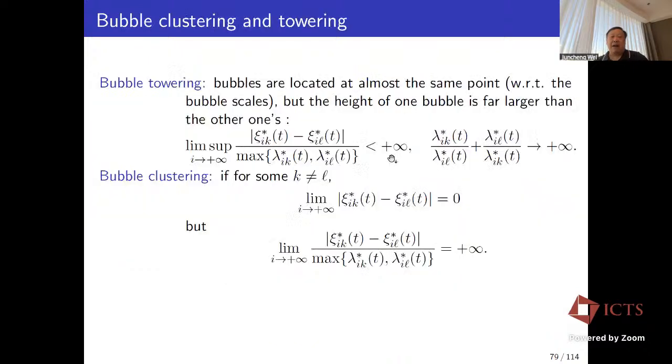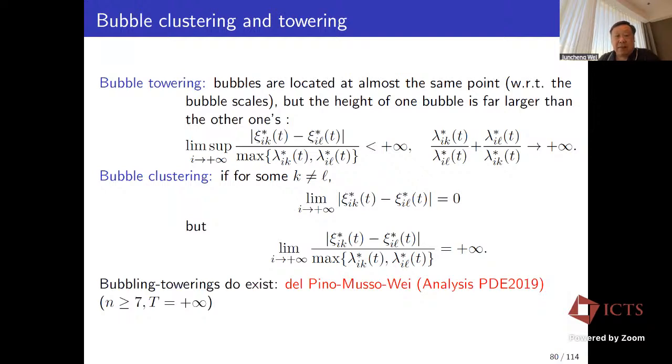Inside this Struwe decomposition, you can have bubble towers. In the last part of my lecture yesterday, I discussed the bubble tower. In the bubble tower, all the centers are almost at the origin, at the same place, with one bubble on top of the other bubble. And this is the bubble tower. And we have the bubble cluster. The bubble cluster means the bubbles are separated, okay, by the scaling.